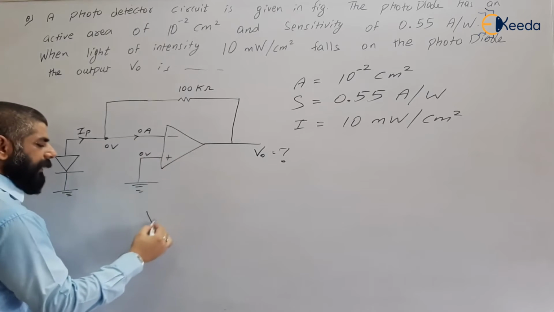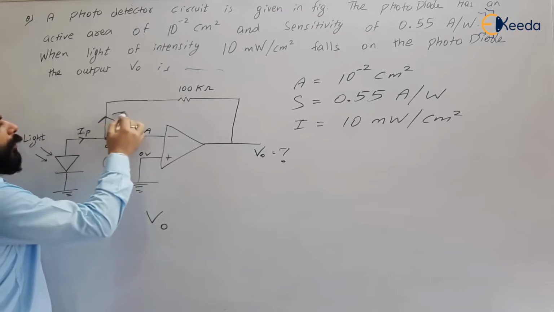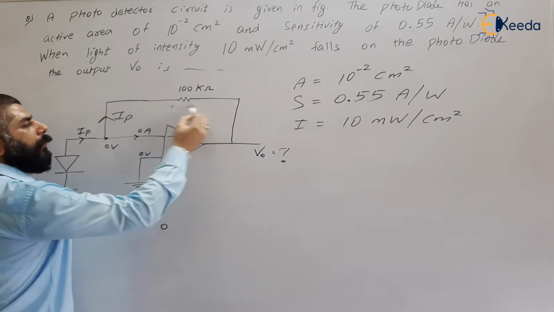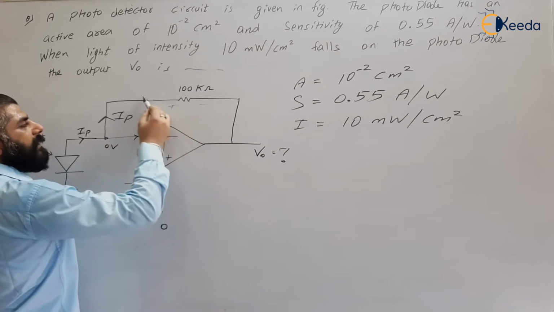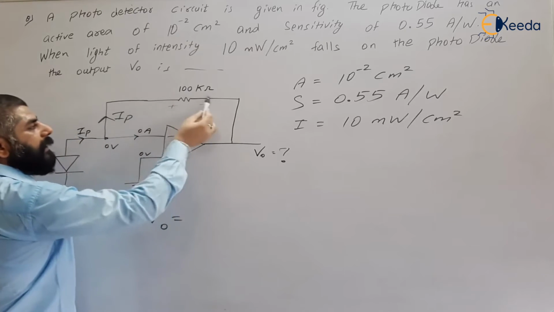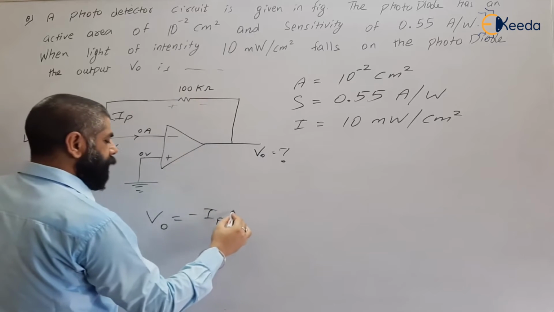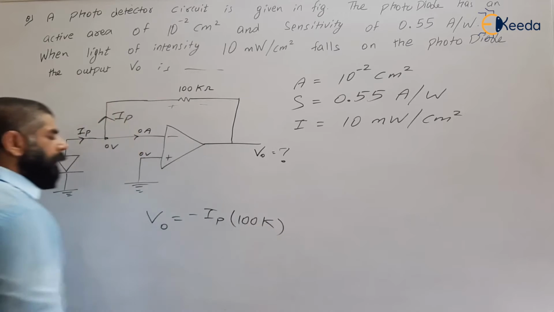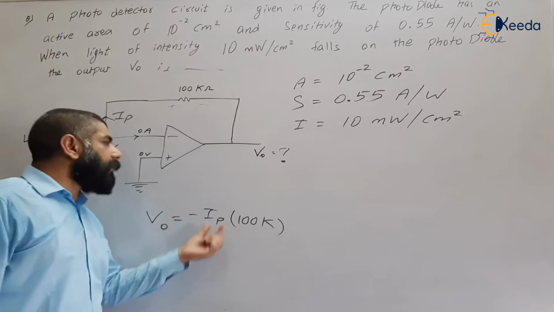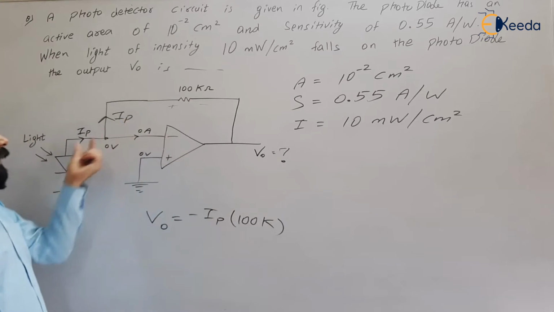Now V0 will be from this value. Current entering into the op amp is 0, so all the current will pass through this resistor. So if you calculate V0, this is 0, this is V0, and this is the current. So V0 is equal to minus IP into this 100K. This is the output voltage.